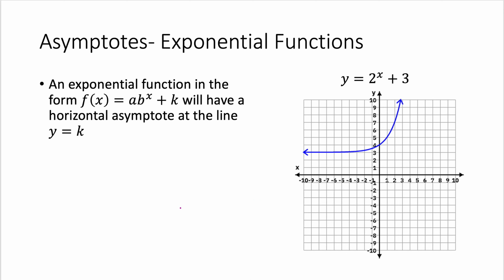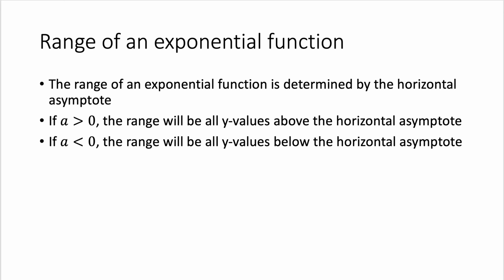If it has an ab to the x plus k function, then the horizontal asymptote will be at y equals k, right? So that means that as x approaches -infinity, f of x is actually going to approach the value of k. So remember, the range of an exponential function is determined by the horizontal asymptote. If a is positive, the range will be all y values above the horizontal asymptote. If a is negative, then the range will be all y values below the horizontal asymptote.